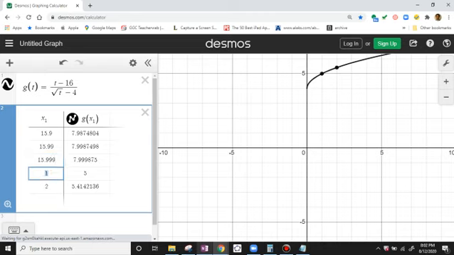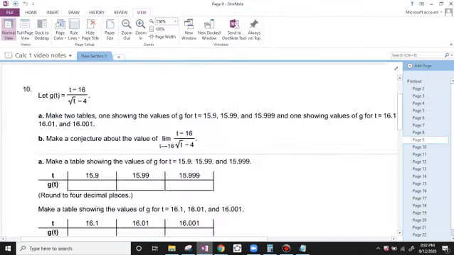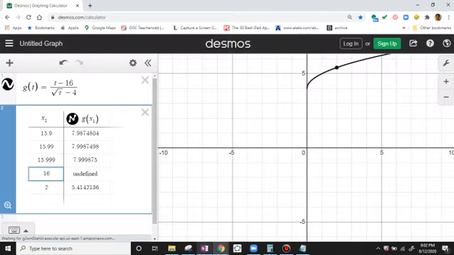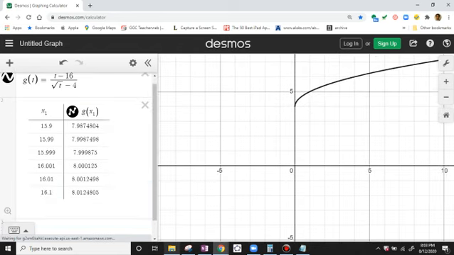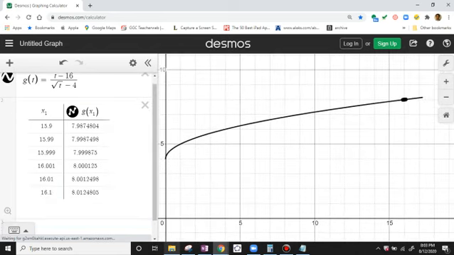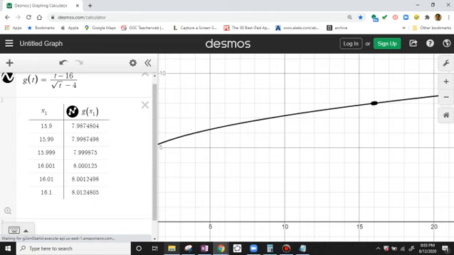And let's see what happens on the right. Let's just make sure we're putting in these numbers right. They want 16.1. Okay, so 16.01. Let's put 16.001. And then 16.01 and 16.1. So I just decided to put them in order. Right? So it looks like the limit is actually going to be 8.